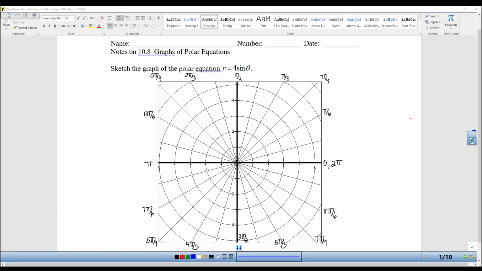This is section 10.8 on the graphs of polar equations. These are really fun to draw. I think you're going to like it. I did take a minute and label my graph here. You might want to go ahead and do the same. It'll make it a little bit easier.